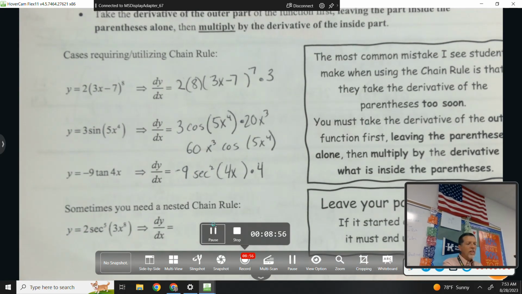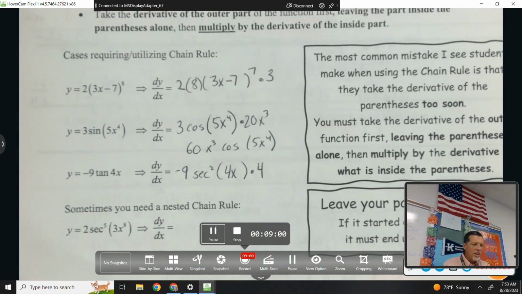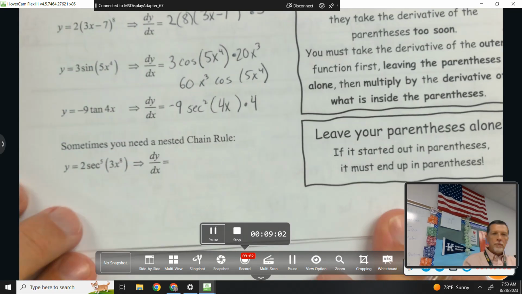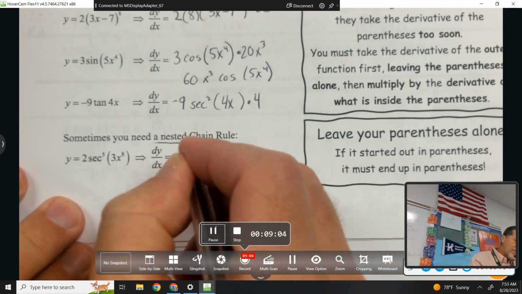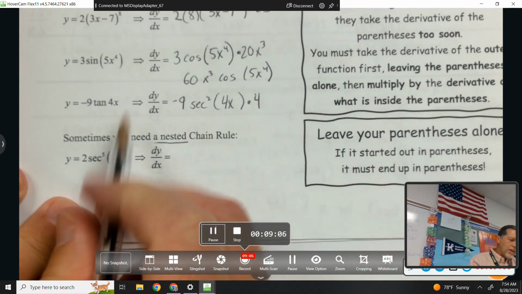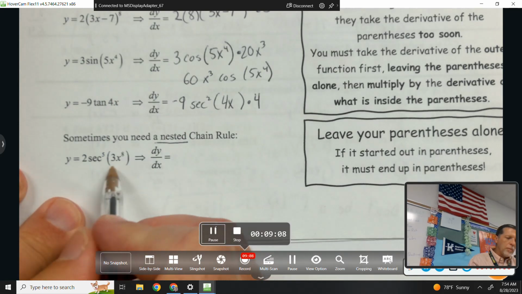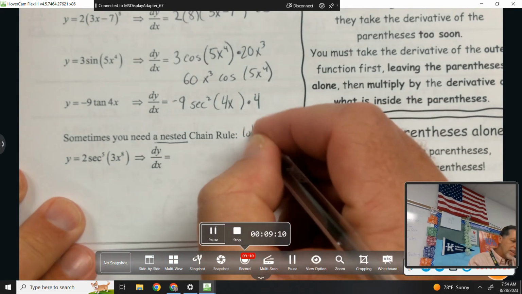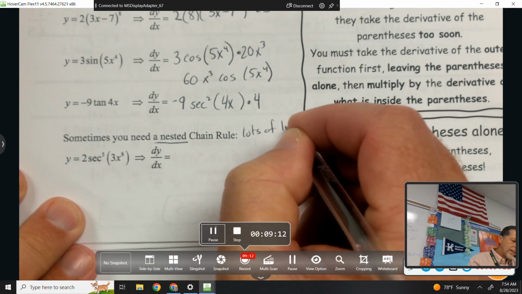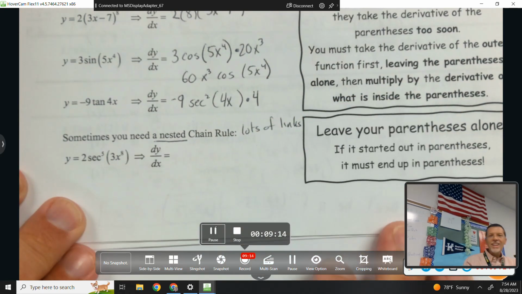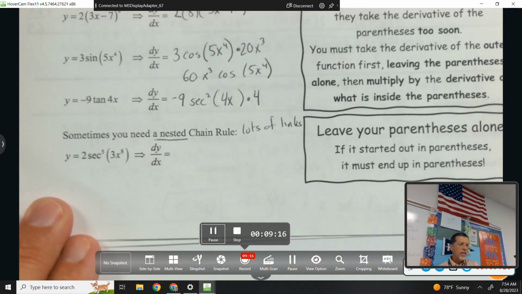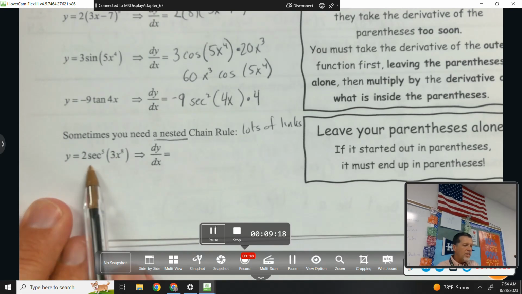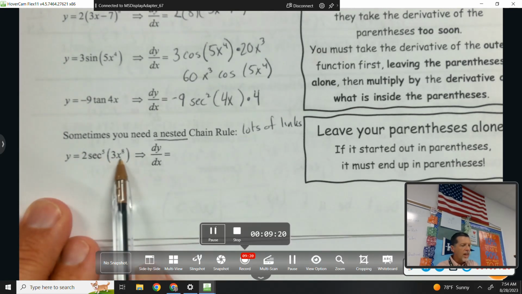Now, those three examples only had 2 links in the chain, so it's hardly a chain. But this last one, like a nested chain rule, meaning, well, the other 2 were nested as well, but this has like multiple chain links. Lots of links, chain links. So I've got a secant, a fifth, a 3x to the 8th.